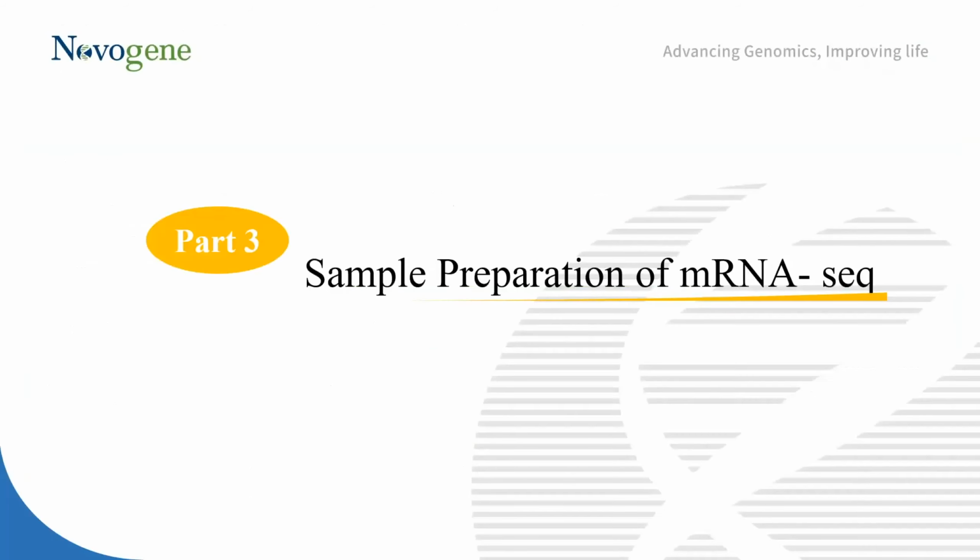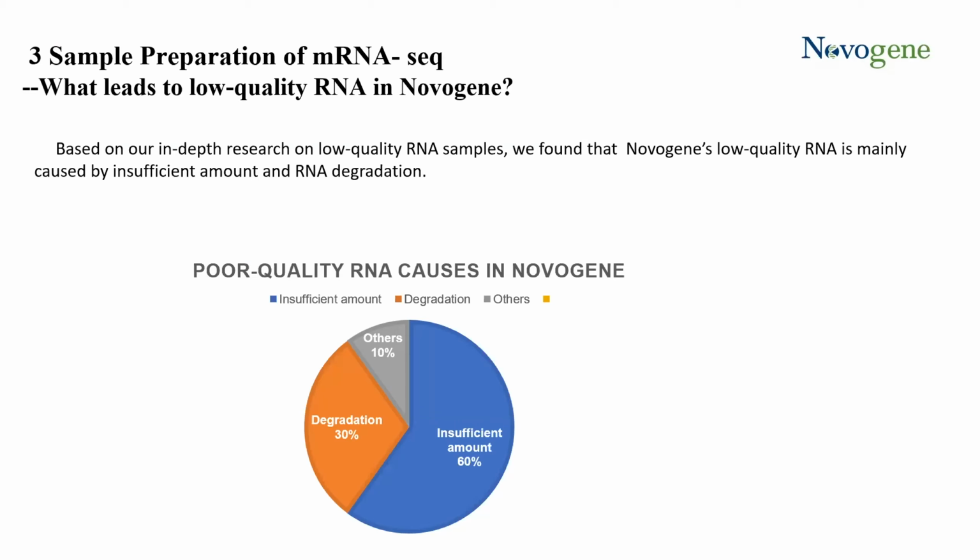Now I would like to give you a few guidelines on how to prepare a good mRNA-seq sample. We have been looking into different projects, failed and successful, and we did some research to understand what makes low quality samples. We found that Novogene's low quality RNA is mainly due to insufficient amount of RNA or degraded RNA. 60% of the cases were insufficient amount of RNA, 30% were due to degradation, and the other 10% were due to protein contamination or DNA contamination with other organic solvent.